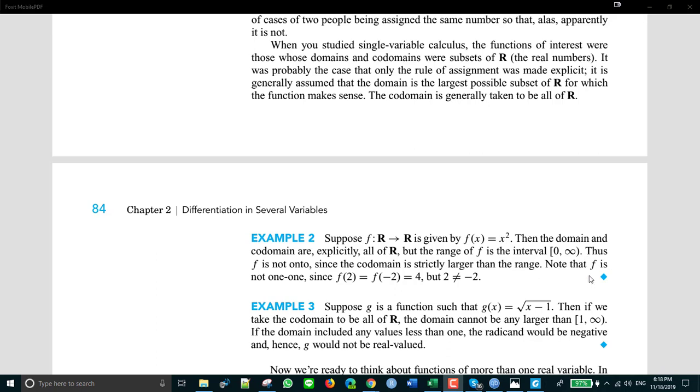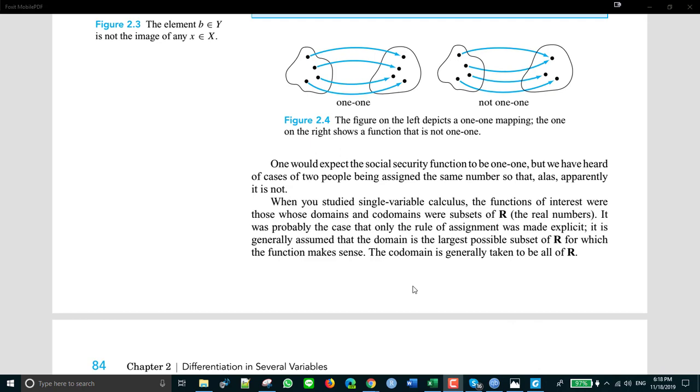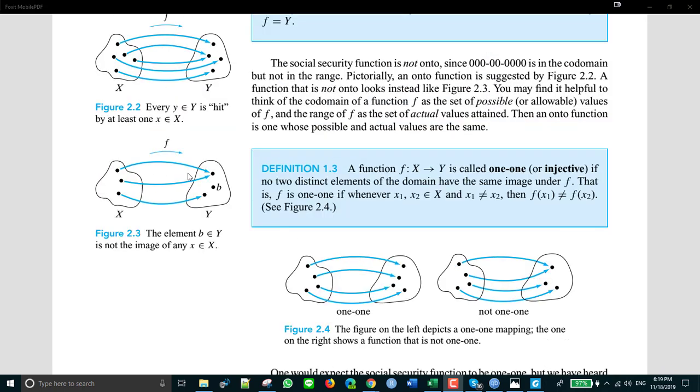Note also that this function is not 1-to-1 because we can have both 2 and -2 get mapped to the same element. Remember that the earlier picture was not 1-to-1 because we had two elements going to 1, and this function x squared is also an example of that, because if this is 2 and this is -2, and the function is x squared, they both go to 4. So that is not 1-to-1. They say 1-1, but I'm going to say 1-to-1.